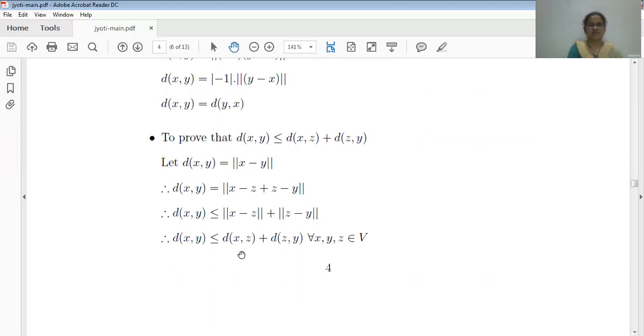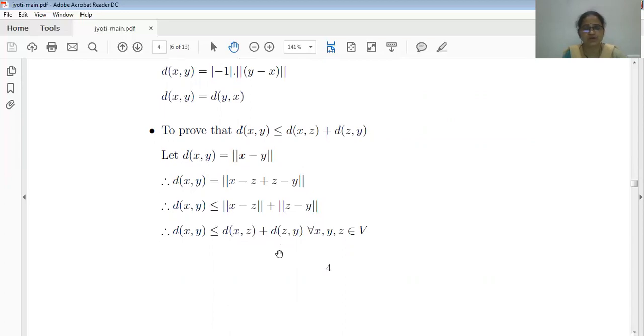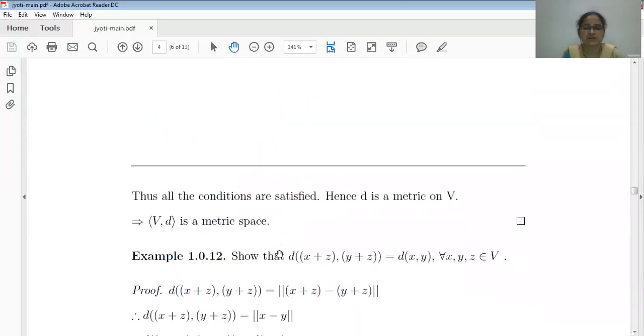Norm of x minus z is d of xz. Norm of z minus y is d of zy. Hence, the fourth property of triangle inequality is satisfied by the given function d. d of xy is equal to norm of x minus y. Hence, d is a metric defined on V, and Vd is a metric space. That is, if we start with a normed linear space, it will be a metric space, but the converse need not be true always.